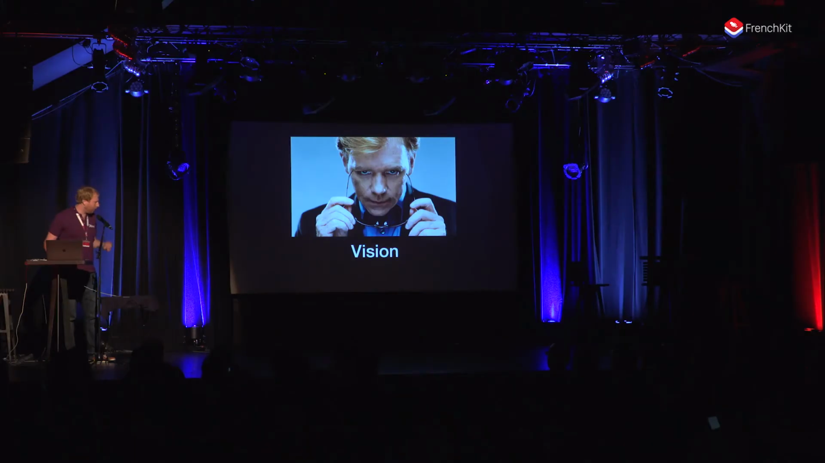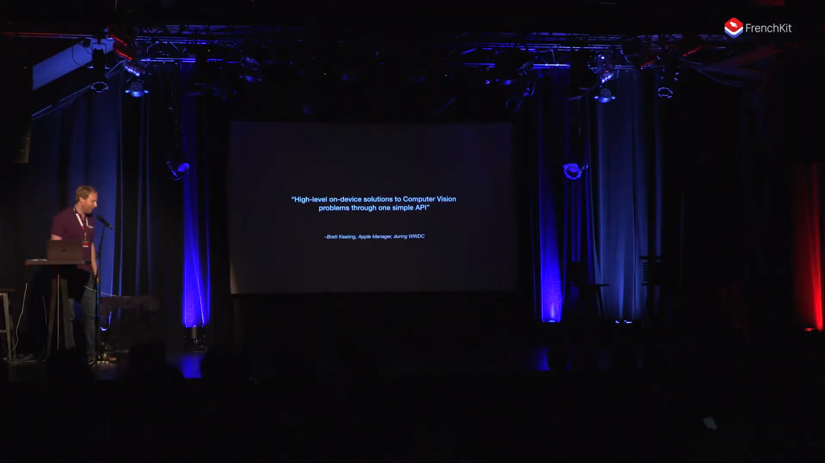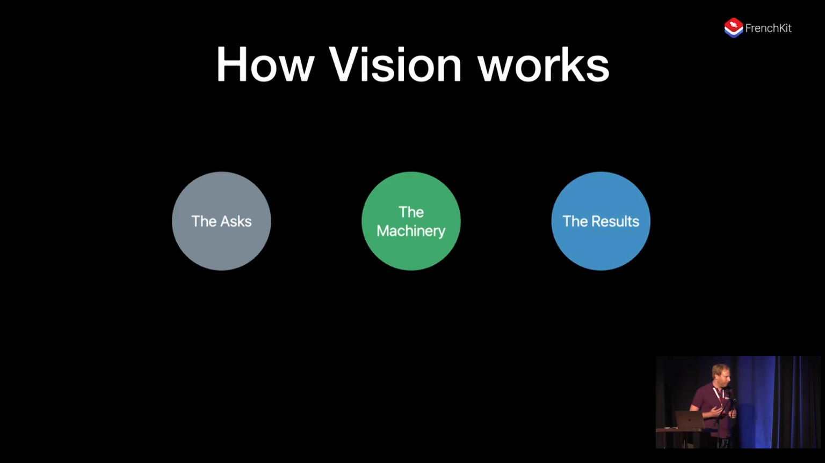So let's talk about steps that involve Vision. Vision is, according to Apple, a high-level on-device solution to computer vision problems through one simple API. But I prefer my definition, which is much simpler. It's a framework that detects stuff on images. So what you need to deal with Vision are these three notions. You ask for stuff, you give it to a complicated machinery, and you get observations as a result.